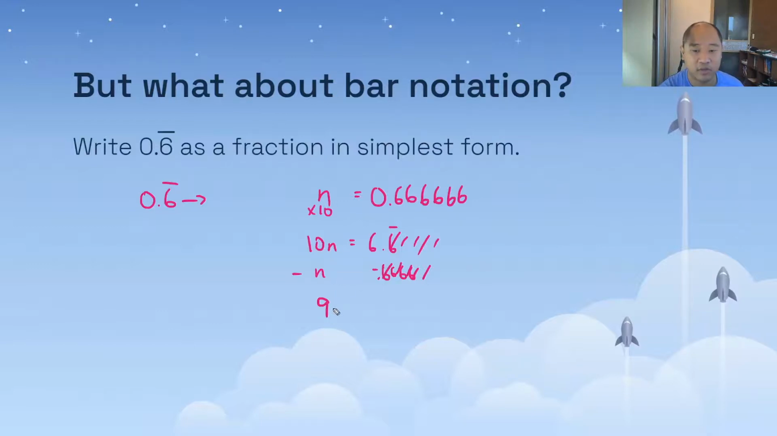And that would give you 9 n's, right? There's only 9 n's left. And over on this side, all you would have left is a 6, because all the decimal places have subtracted out. So then you can just divide both sides by 9, and that gives you n. And this is the fraction equivalent. 6 over 9 is the same thing as 0.6 repeating. So neat, right? And then you would just divide both by 3, and that would give you 2 over 3. Now we're in simplest form.